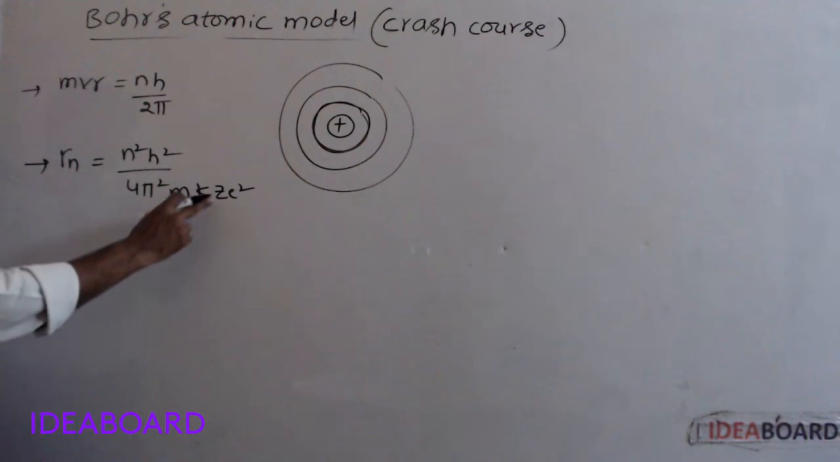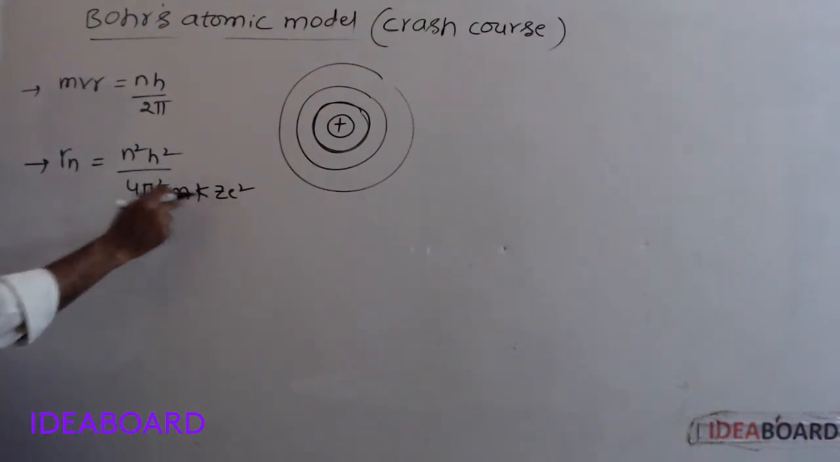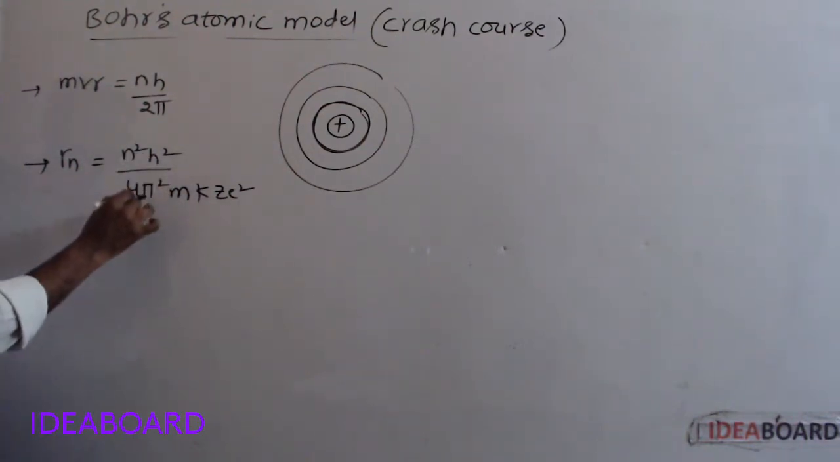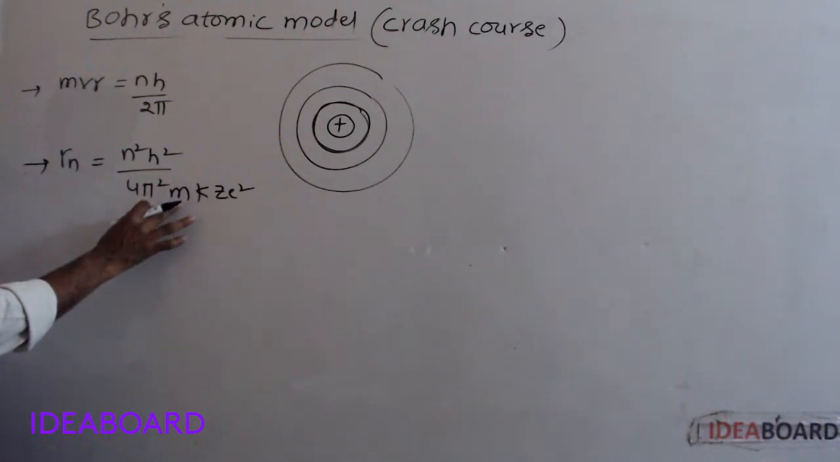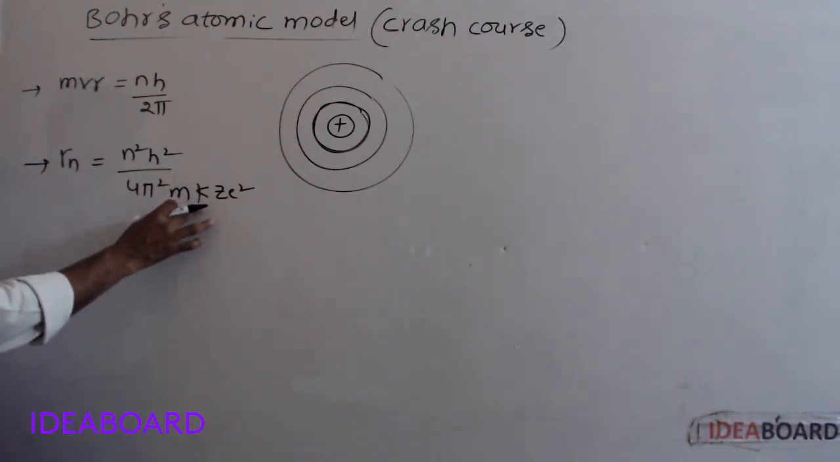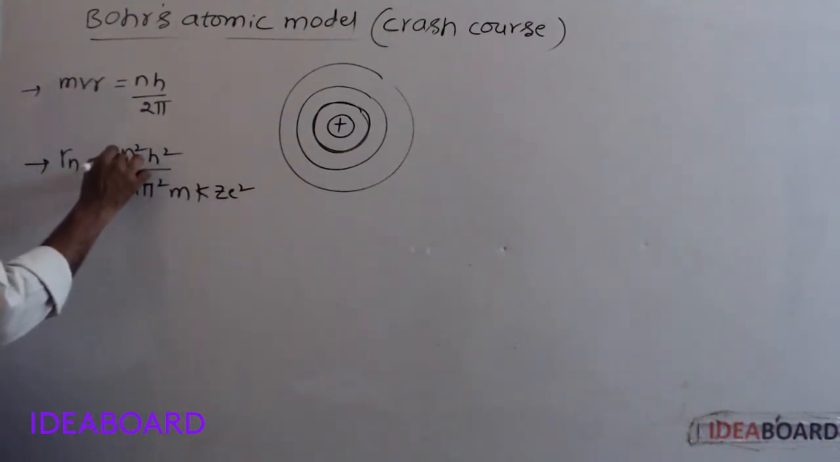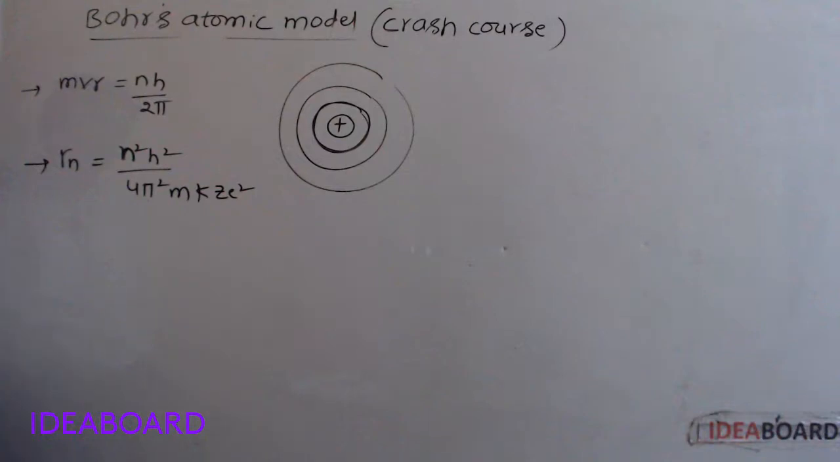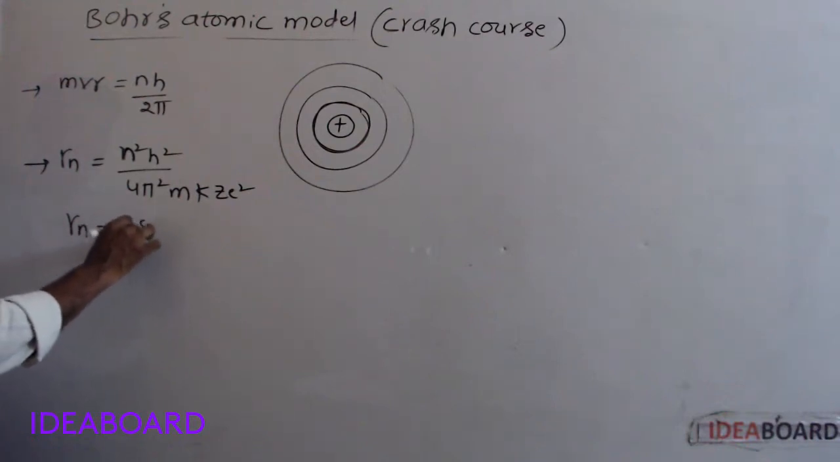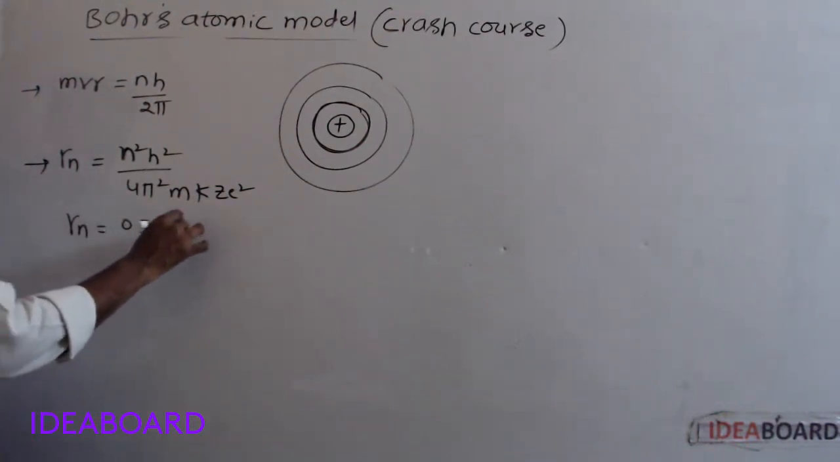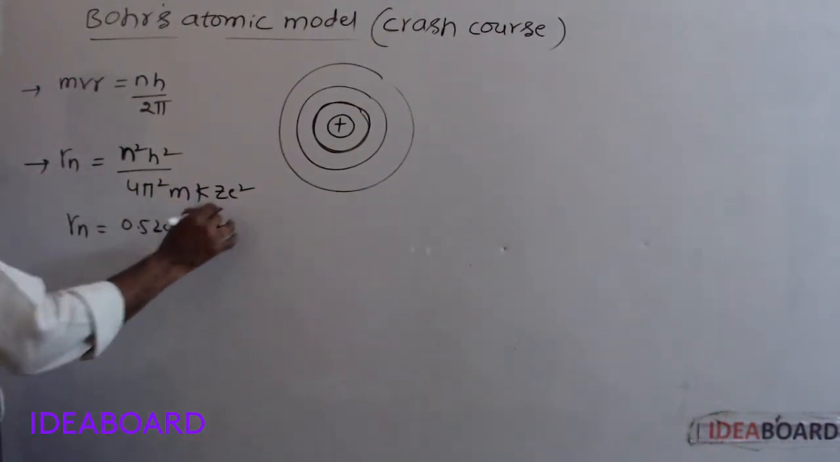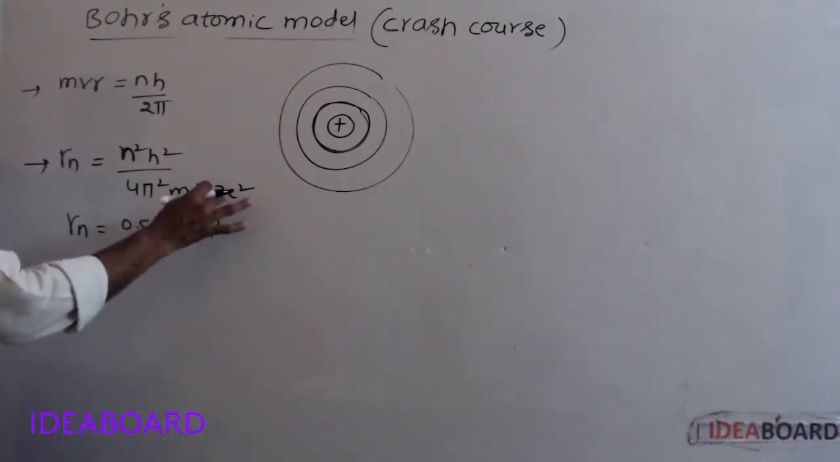For hydrogen, this z is equal to 1. The h value is constant, pi value is constant, mass of the electron is constant, k value is constant, charge of the electron is constant. Except this n, remaining all are constants. So if we take all the values, we get Rn is equal to 0.529 into n square.